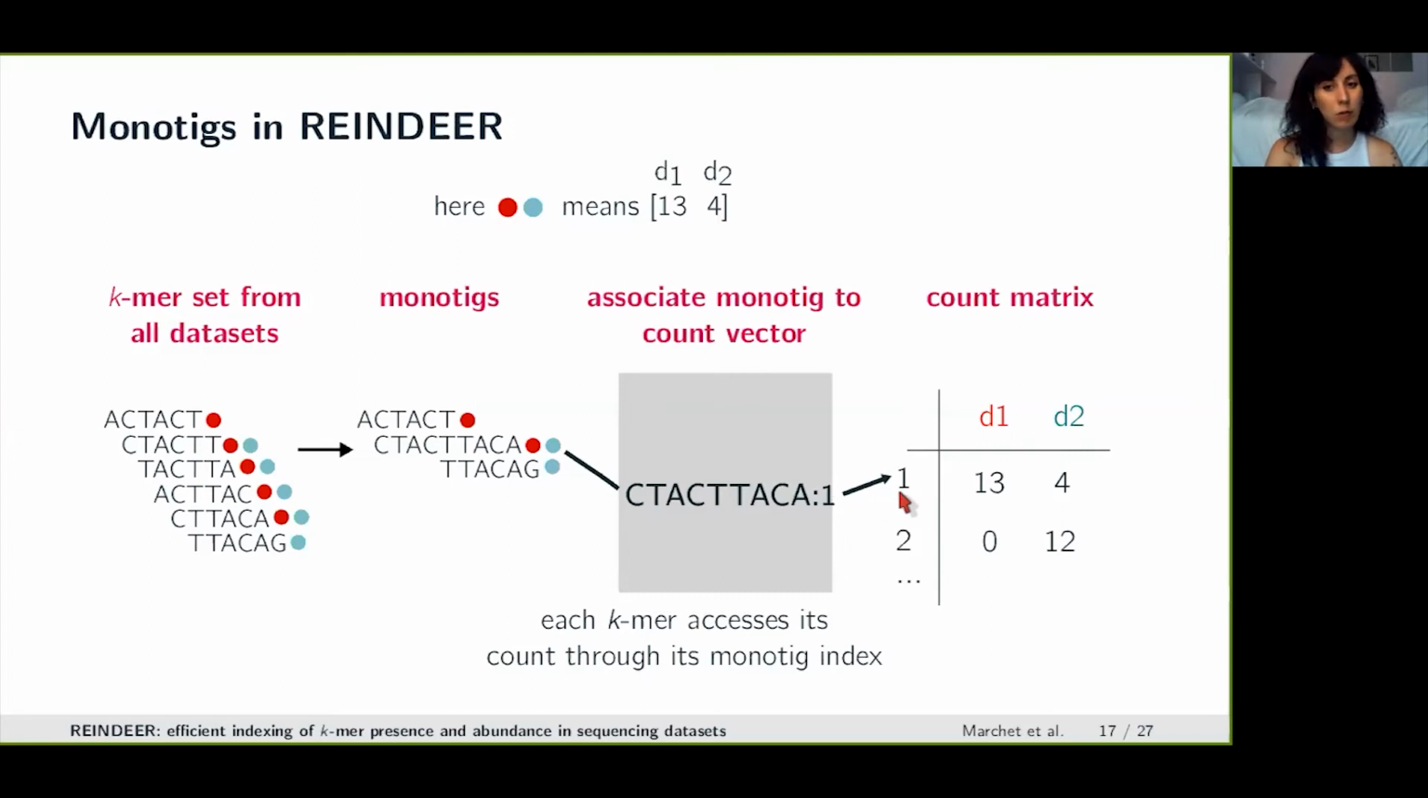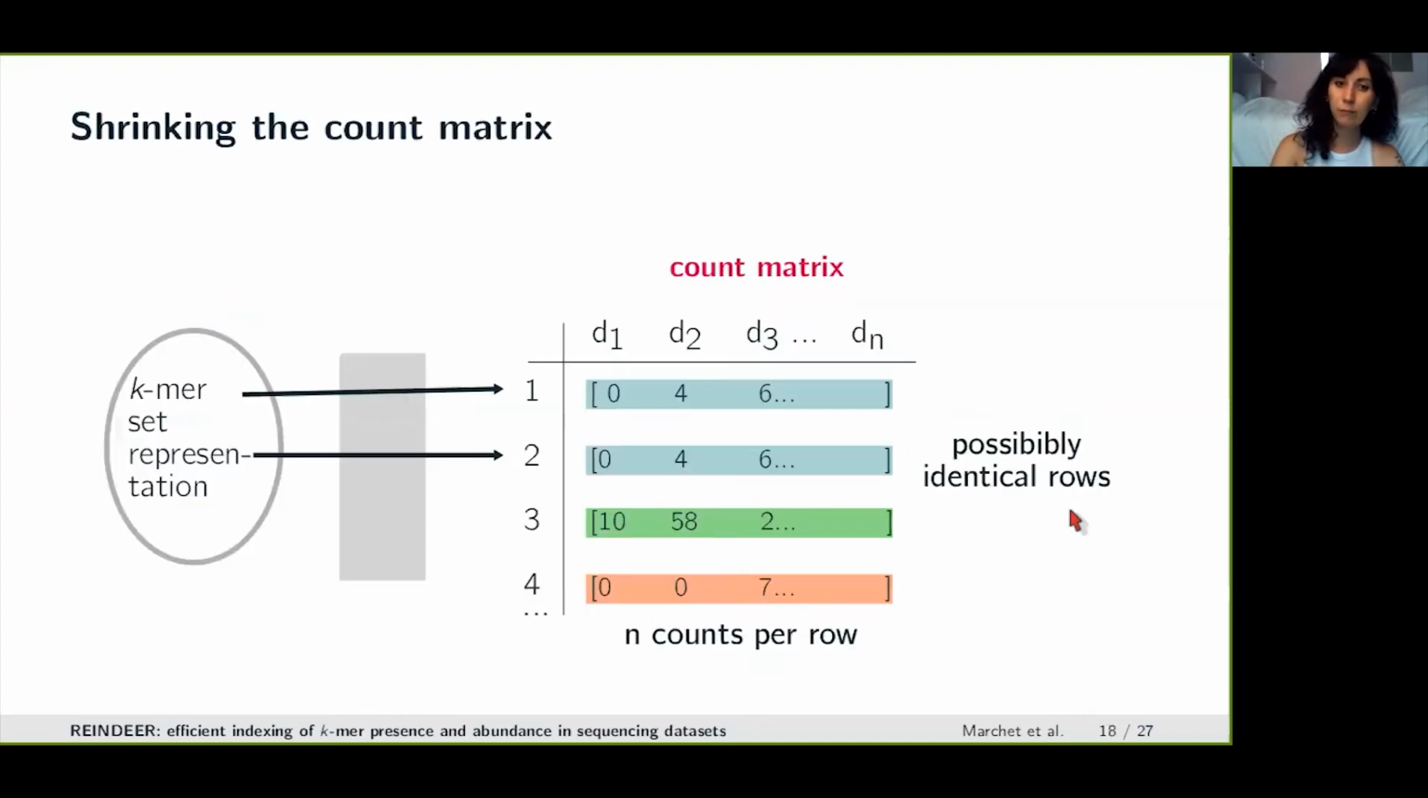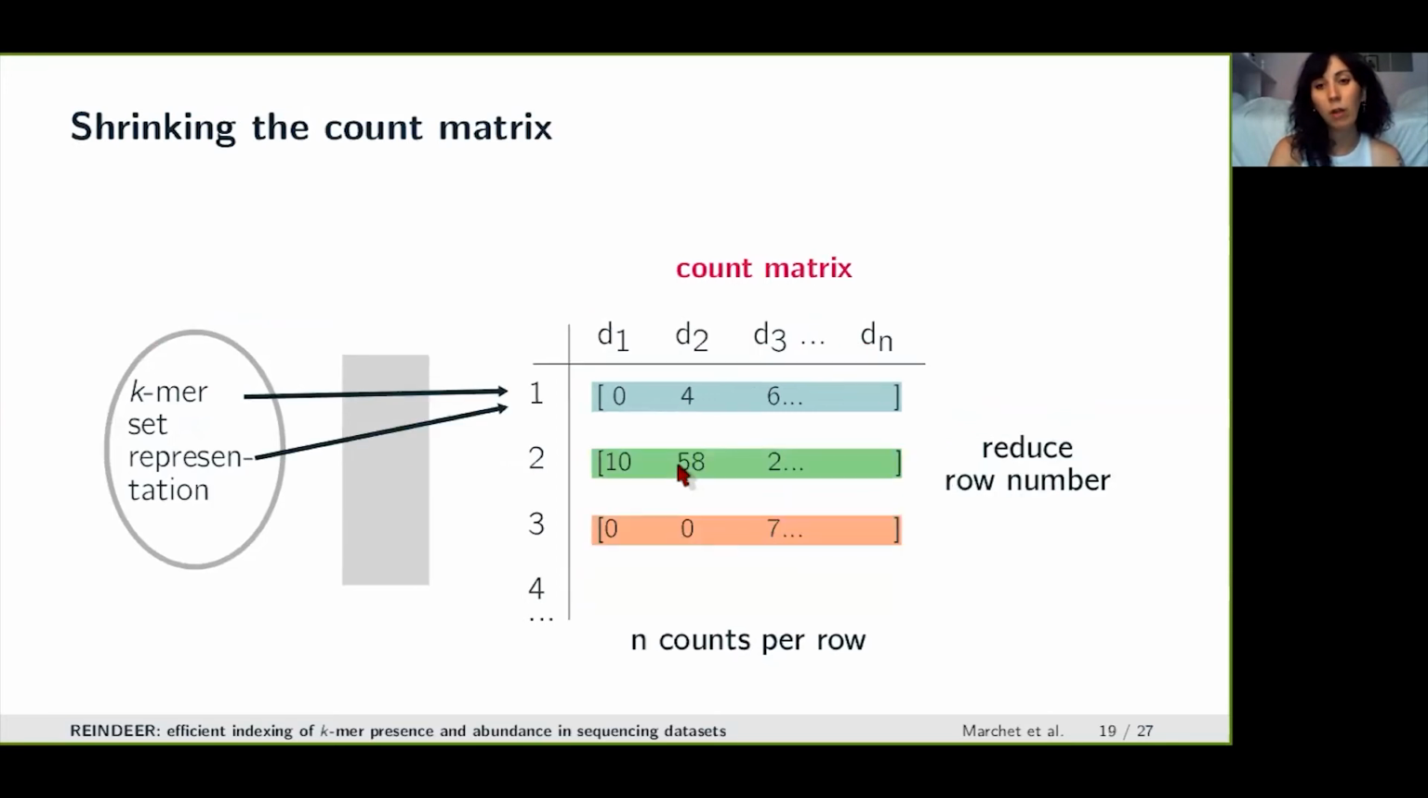So each monotig can be associated to a non-ambiguous vector in the matrix. Finally, we worked on shrinking the matrix. So two ways to do this. First, noticing that we can possibly have identical rows in the matrix. Why? Because of the way we build the monotigs. Two monotigs can have the same count vector. So the first thing we did was to deduplicate the rows in the matrix so that we could reduce the row number in the matrix.